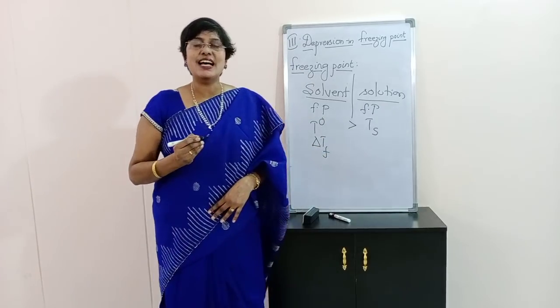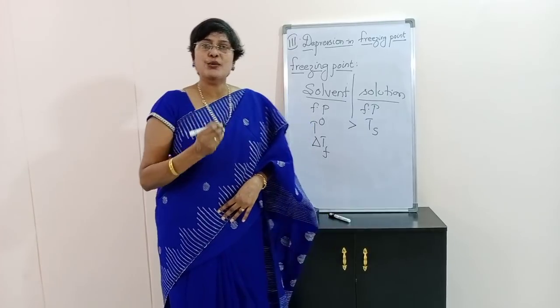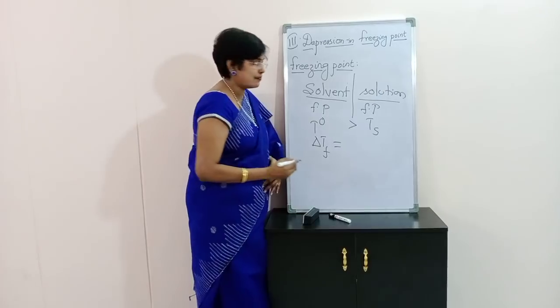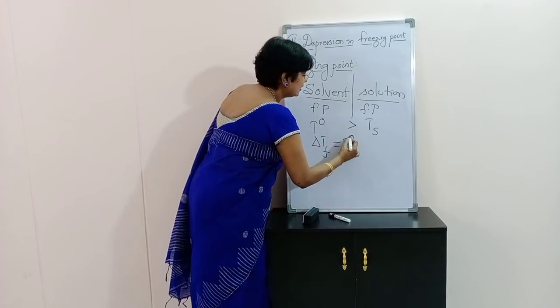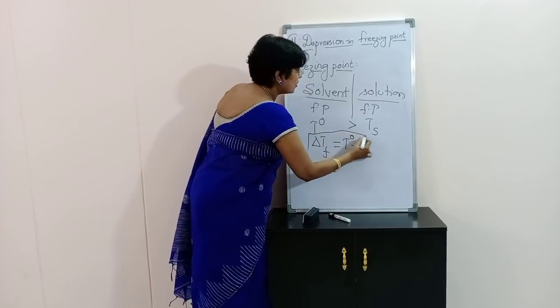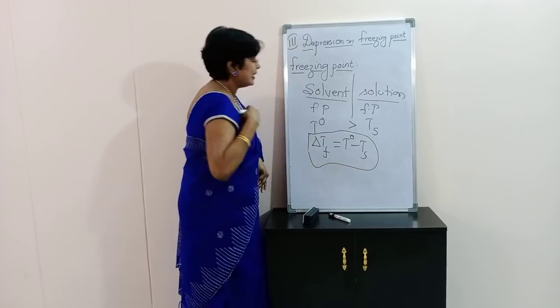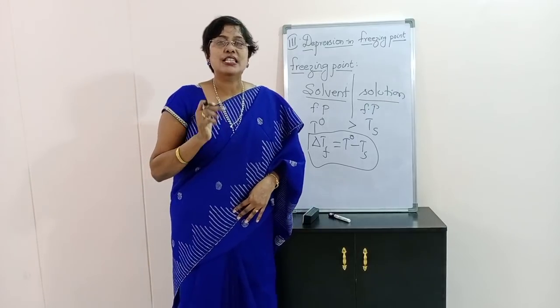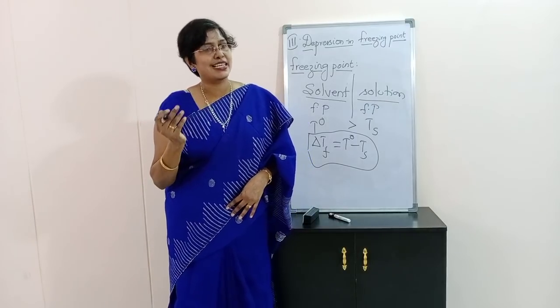Okay. Delta TF. Now, how will you write the expression for delta TF? So, we will write it as T naught minus TS. Put it in a box, students. The expression for delta TF is equal to T naught minus TS.